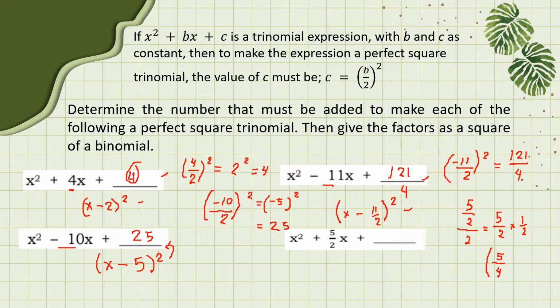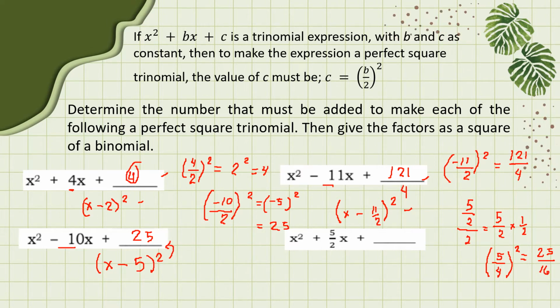And then square it again. Just multiply the base twice by itself. So, 5 times 5, that is 25, divided by 4 times 4, that is 16. This means that to make this given equation a perfect square trinomial, what we add here is 25 over 16.